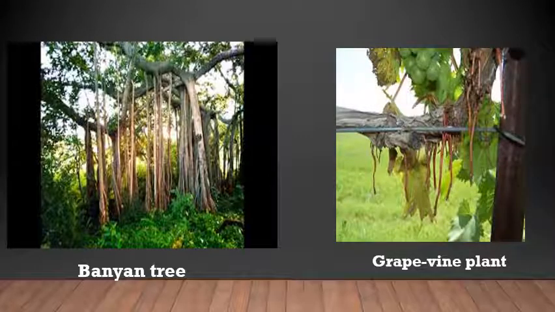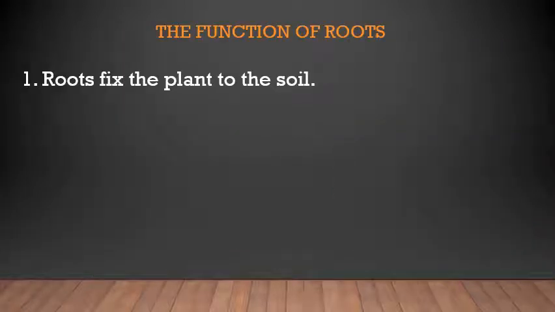Even the grapevine plant also has aerial roots. These aerial roots help to give support to the tree or the plants. Now, as we finish the modification and adaptation in roots, we are going to see the functions of roots.